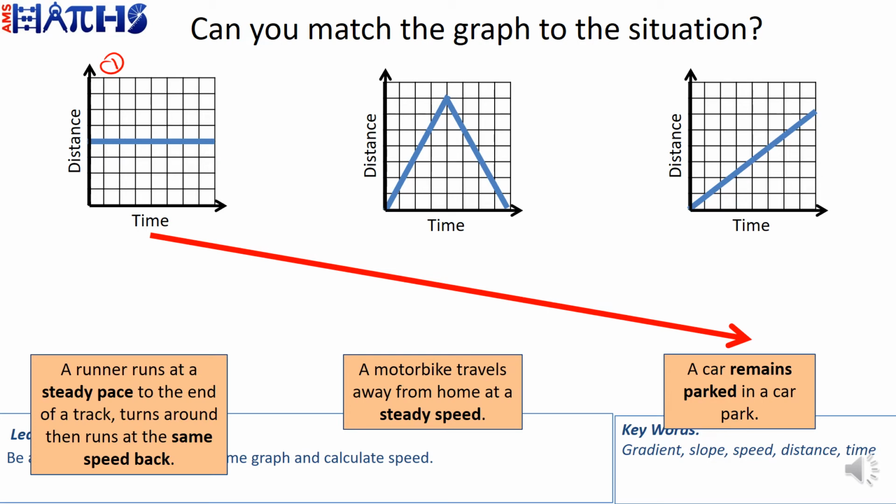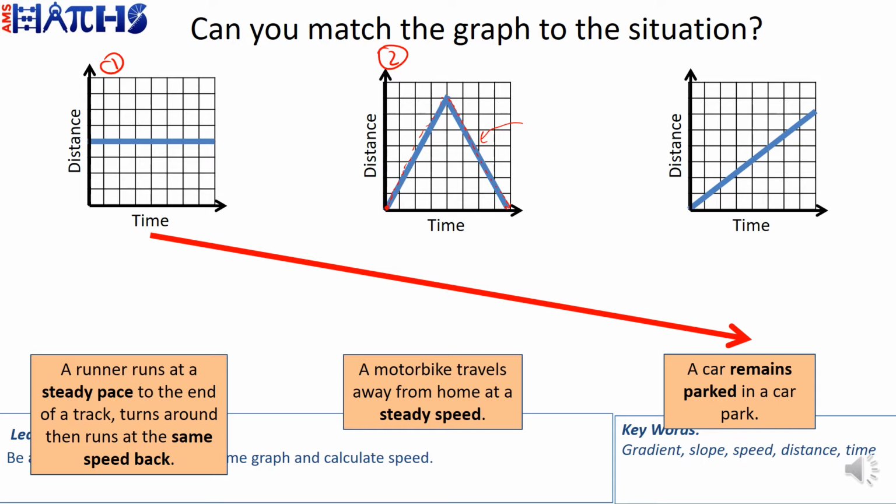For graph 2, it would match with a runner runs at a steady pace, so we're seeing where it's going at a steady pace from a starting point, going up to a distance, and then it turns around and runs with the same speed back to where it started. Okay, so remember I told you if the line is going downwards from left to right, this section here means that you would have changed direction on the distance time graph. You're going back to your starting point.